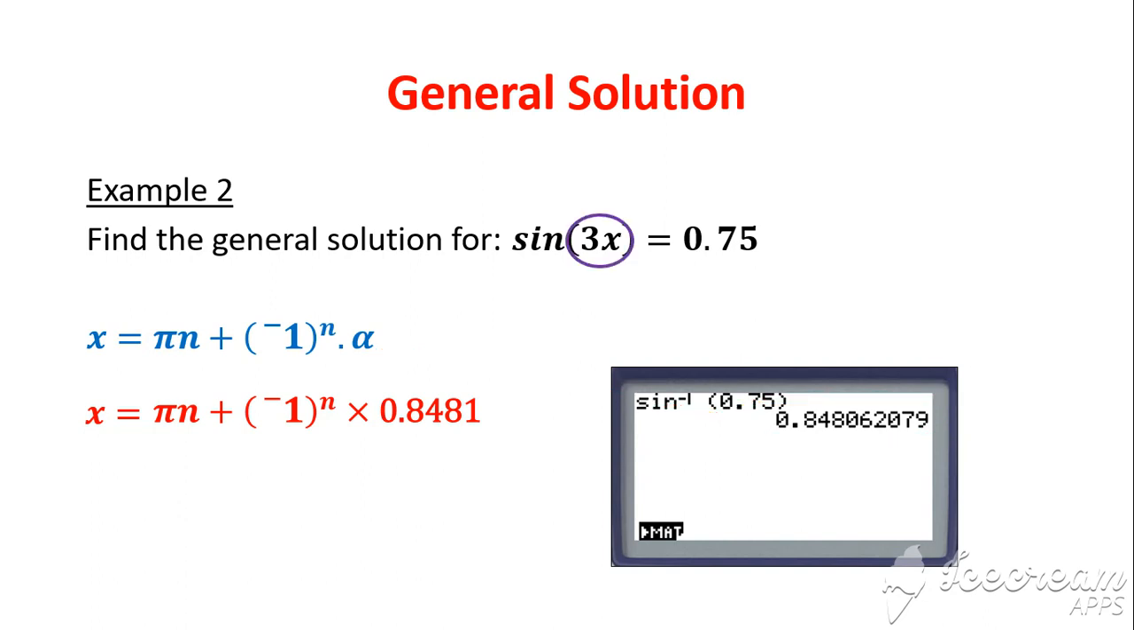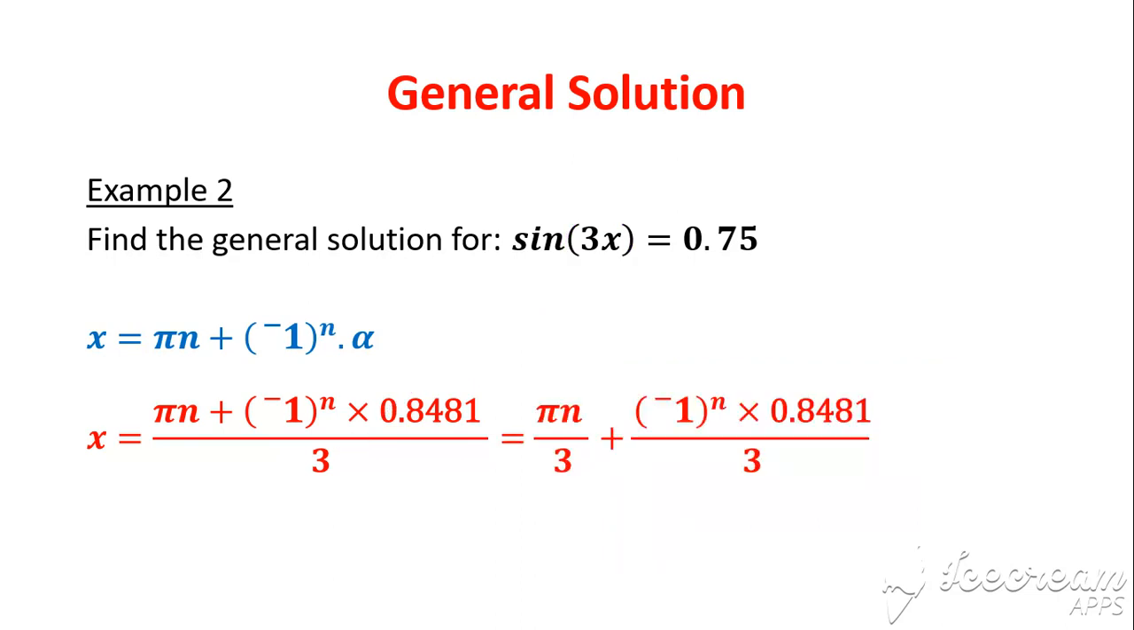However, we do have this 3 in the bracket, 3 times x. So what we have to do is divide everything by 3 to get our general solution and undo the period change. Everything has to be divided by 3. So what we're going to do now is split this up. We're going to go pi n divided by 3 plus negative 1 to the power of n times 0.8481 divided by 3.